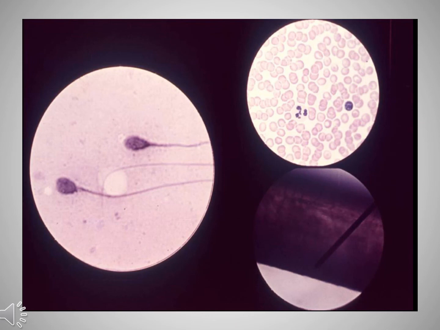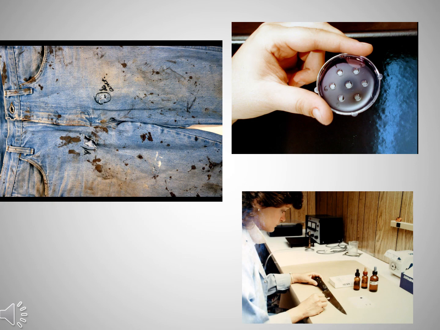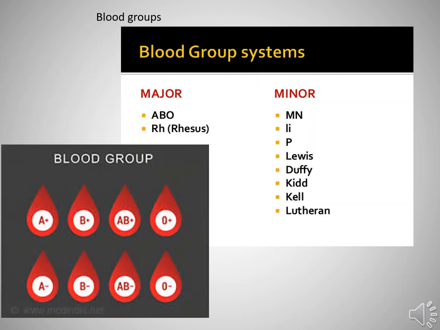These are some serological slides. Clothes and weapons can be used for serological identification. Blood groups can be used to identify a person. There are major and minor blood groups.